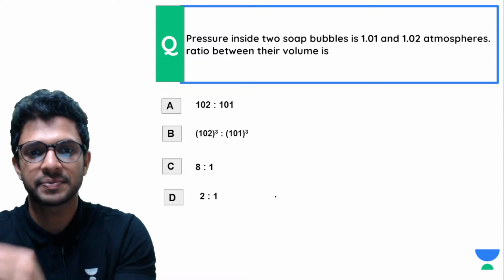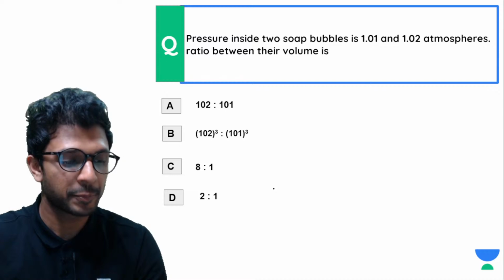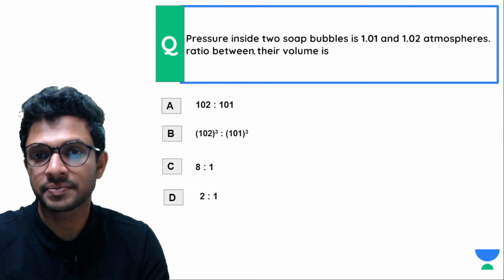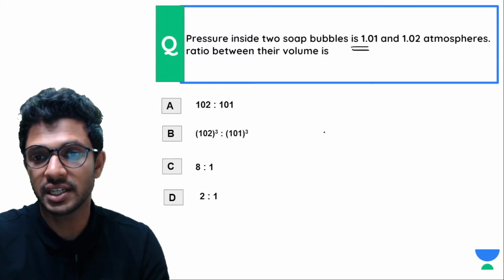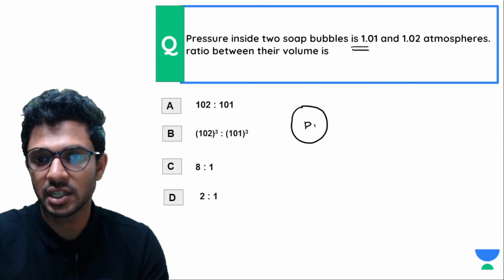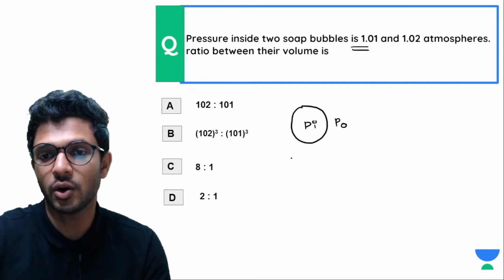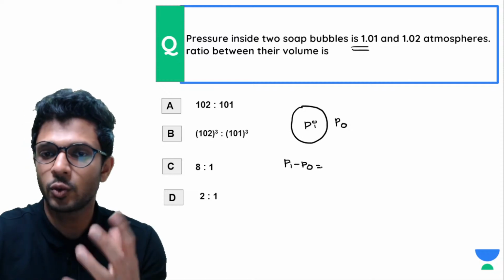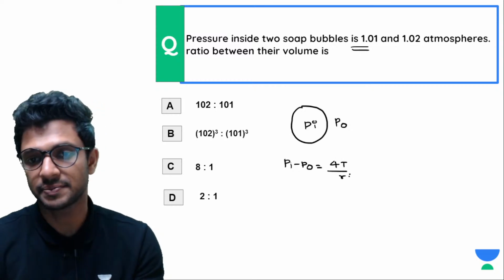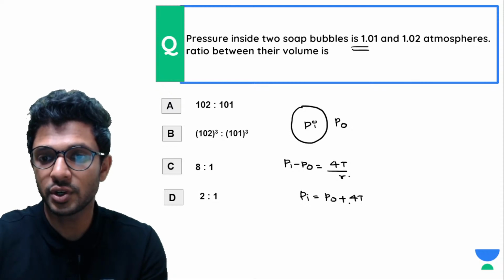Shall we do this question? Everyone, shall we do this? Okay, look. Pressure inside 2 different bubbles are given. First tell me, how do you calculate the inside pressure? Let me mark the pressure inside a bubble as Pi. If outside pressure is P naught, what is the difference between them? We call it excess pressure, Pi minus P naught. And what is the formula? 4T divided by R. So the formula for inside pressure is P out plus 4T divided by R.